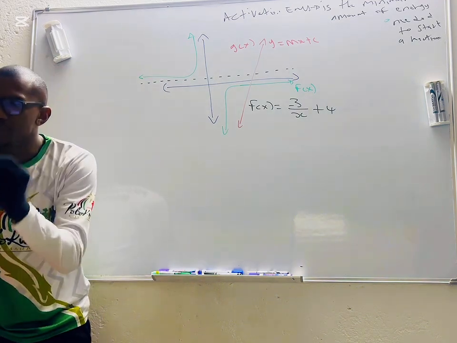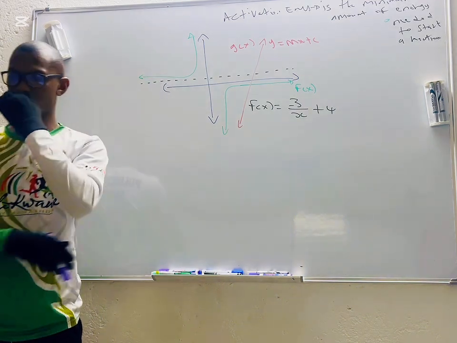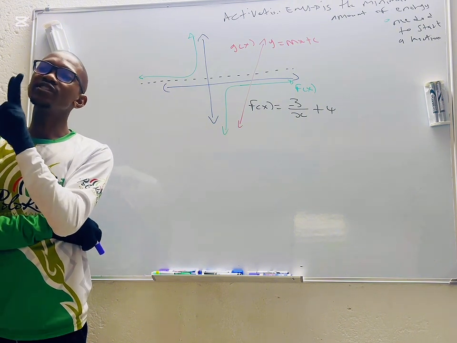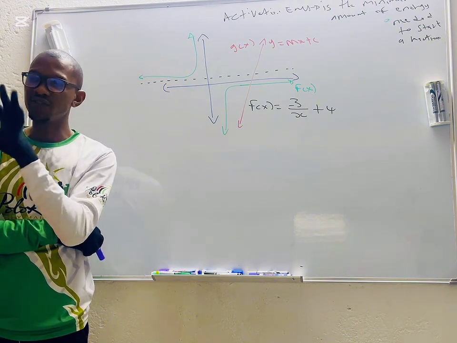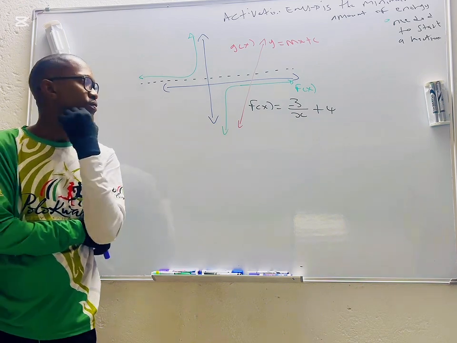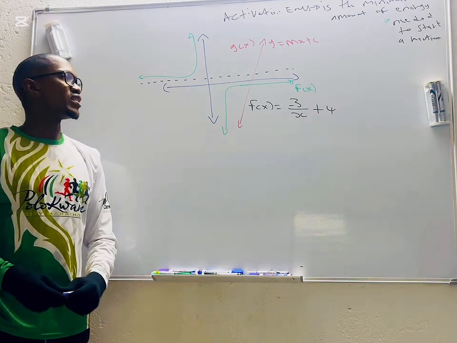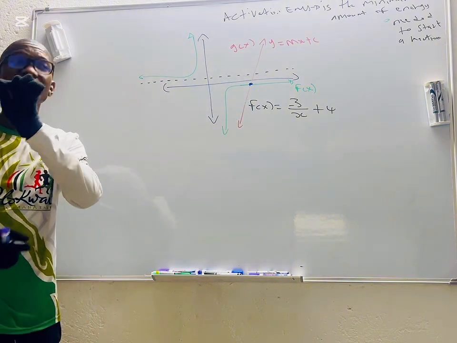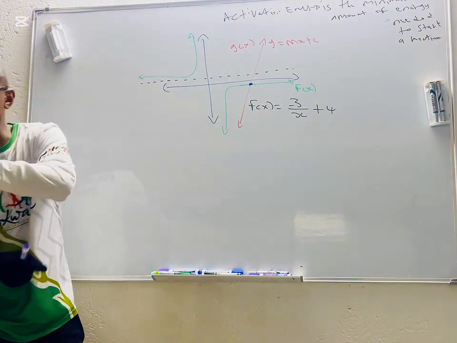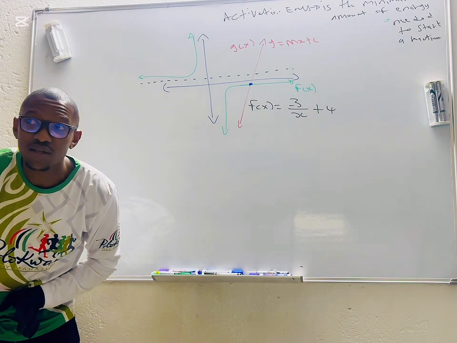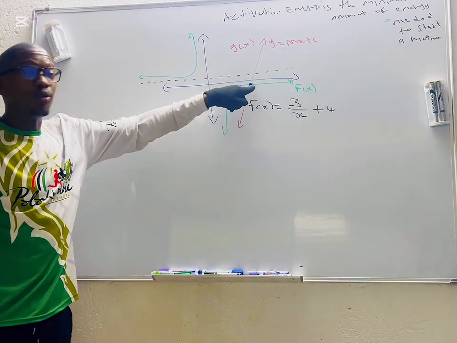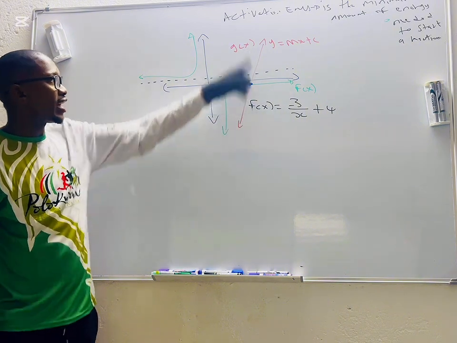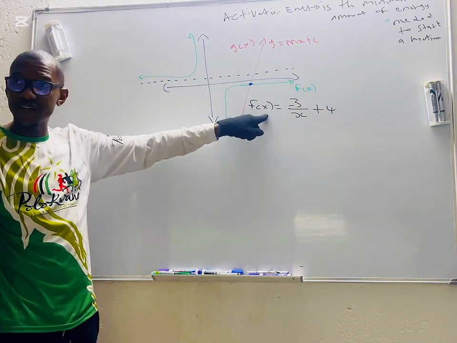How do you determine the equation of a tangent? There are two scenarios that the examiner will definitely set regarding the tangent. One, he will give you the point at which the tangent touches the curve or the graph. The examiner will give you the point at which the straight line, which is your tangent, touches the f of x.